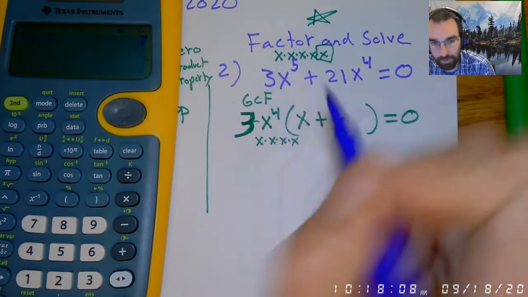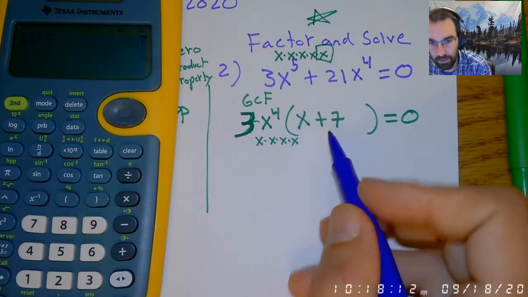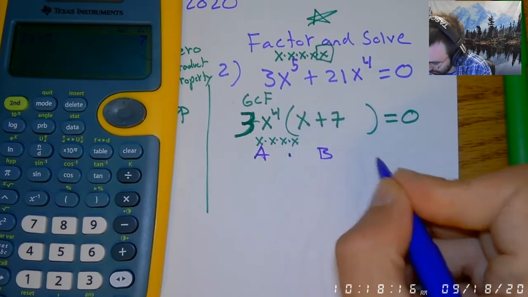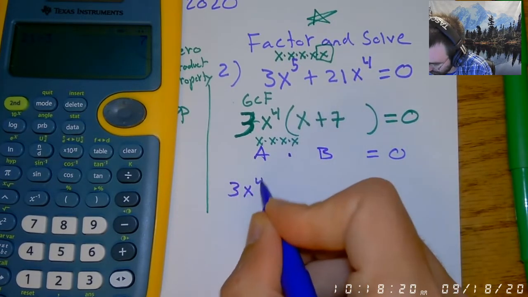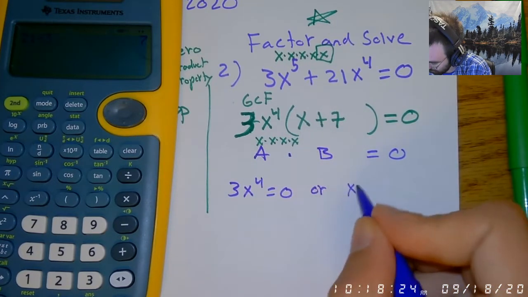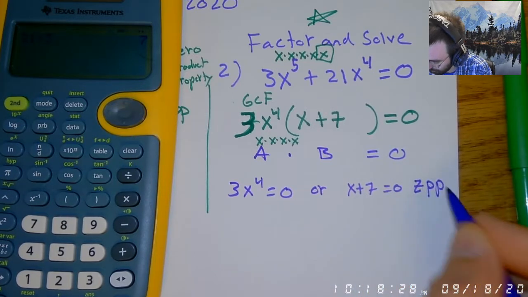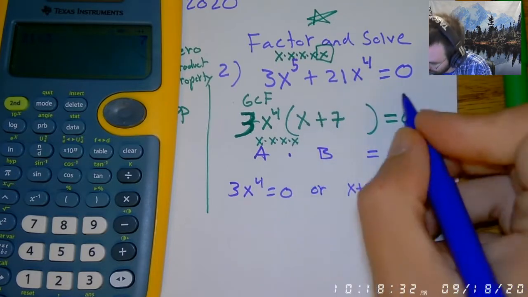So now that we've factored it, that's the first part, factored. We're going to spend a couple more days working on this. Now that I've factored, I have two terms, an a term and a b term, and they multiply to get 0. So I can say 3x to the 4th equals 0, or x plus 7 equals 0. That's from the zero product property. I like to keep note of why I did things, okay? So the first step was factor.